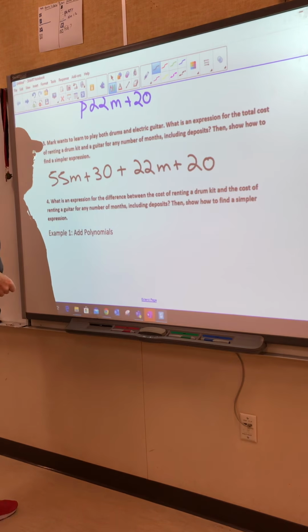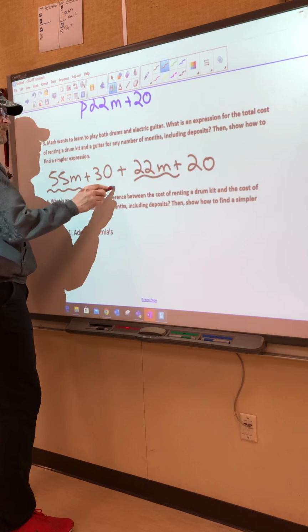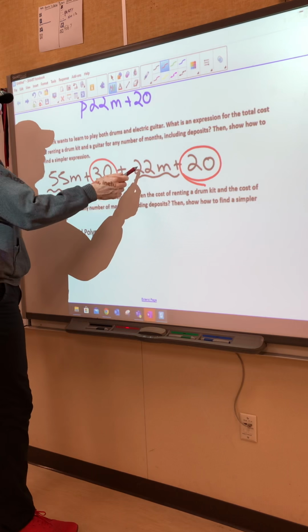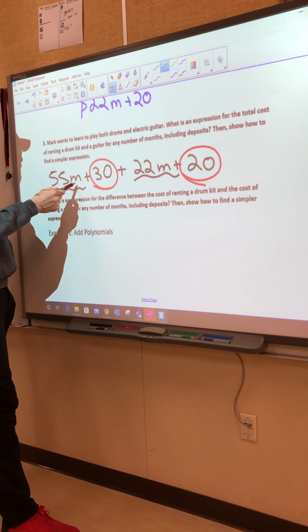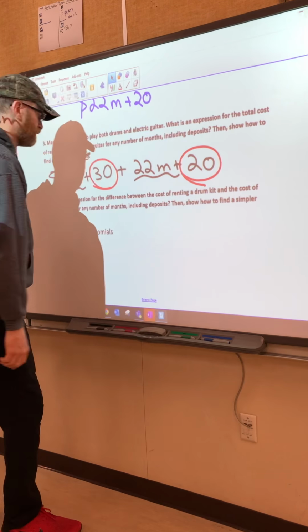Now we have to find some like terms. This one, not that one. This one, okay? And then this is your constant. There you go. So you have a coefficient and a variable, coefficient in the same variable. And then we've got a constant. So put those all together.